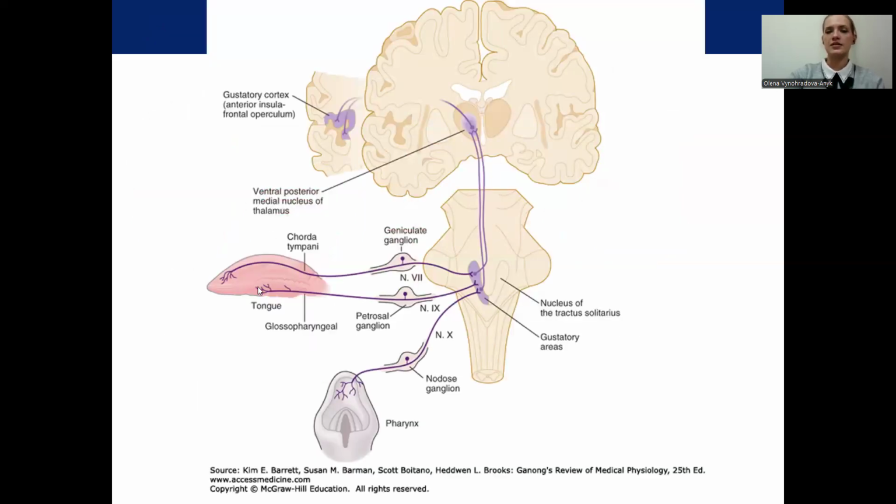Our tongue has innervation by the 7th and 9th cranial nerves. 7 and 9. Also, the pharynx is innervated by the 10th cranial nerve. And all this innervation is included in the process of swallowing.